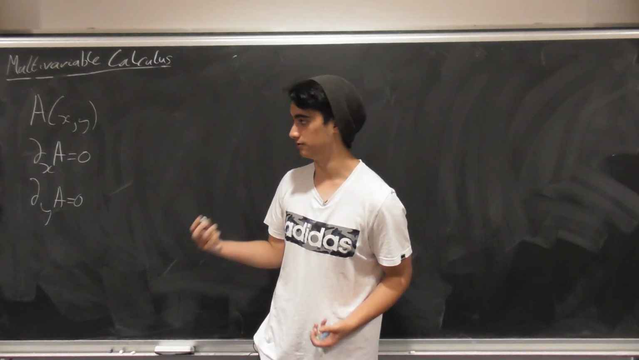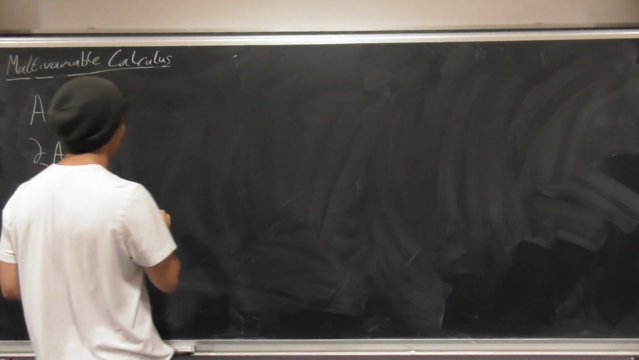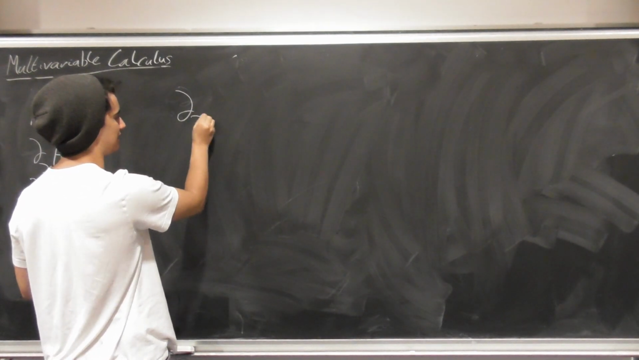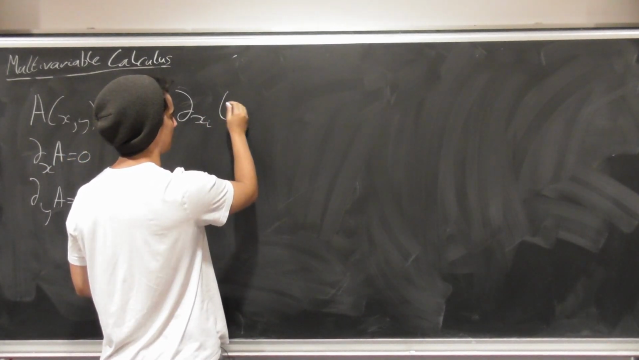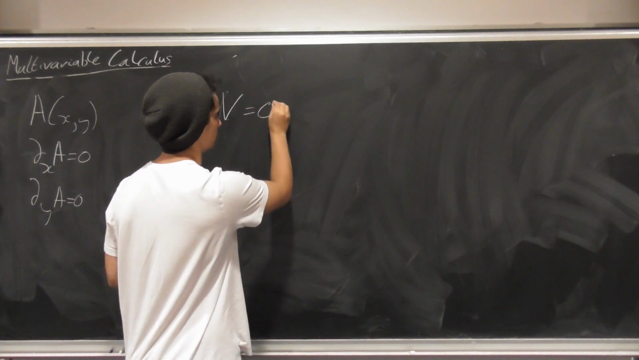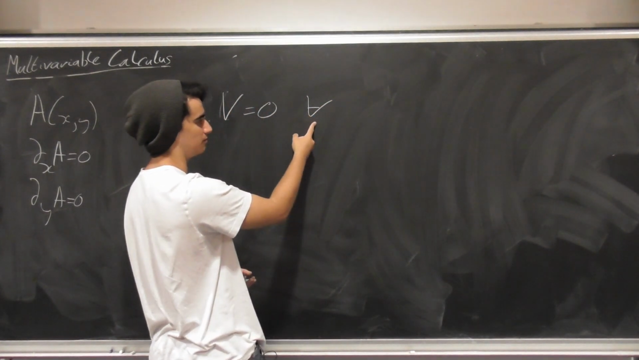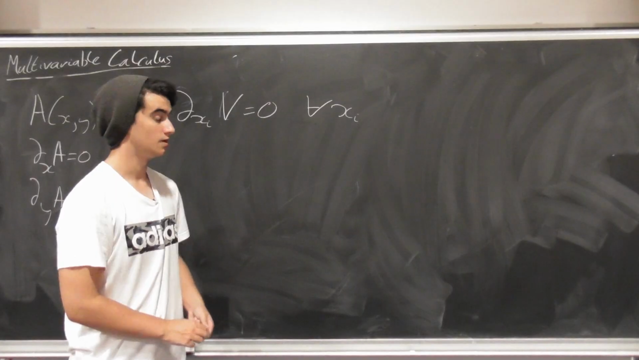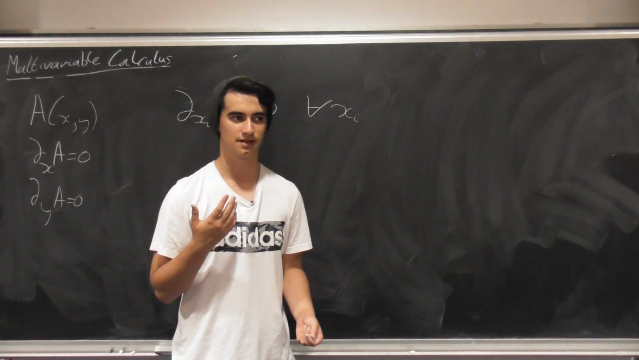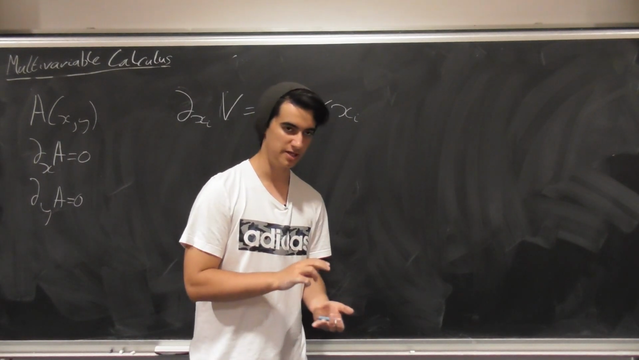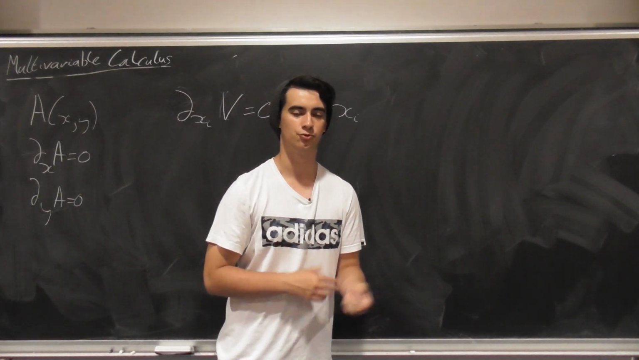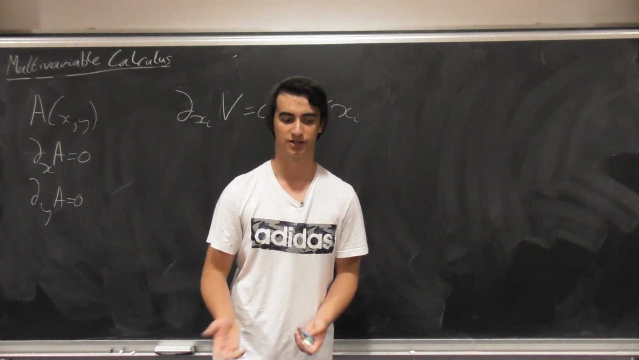So we can generalize this to functions of more than 2 and basically say that the partial derivative with respect to any x sub i of the function v must be equal to 0 for all, which is what this symbol means, x sub i. Okay, so now that we have that generalized, we need to see how we can figure out if it's a minimum, maximum, or what's called a saddle point, which is the multivariable equivalent of a point of inflection.